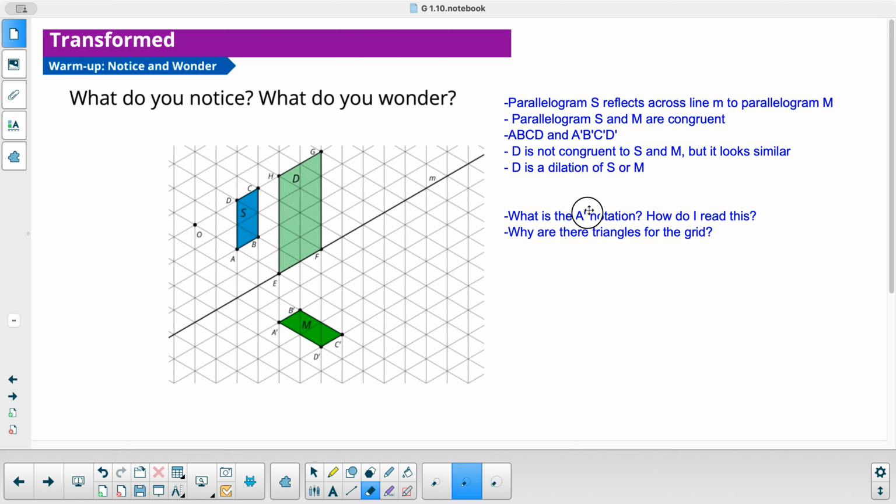What is this prime notation? I already talked about it. How do you read it? A prime. Why are these triangles, why are there triangles on the grid?